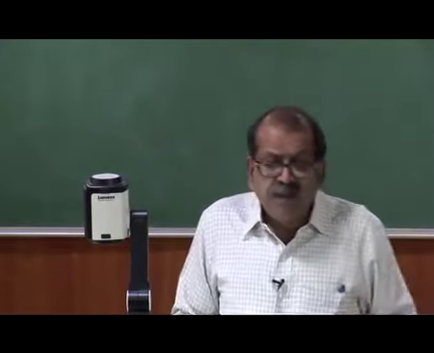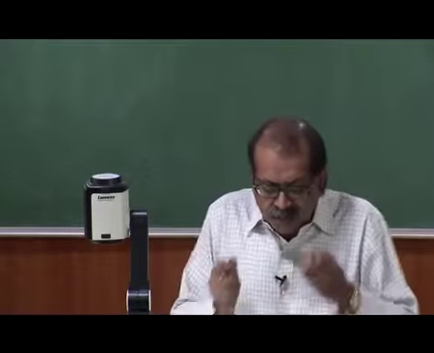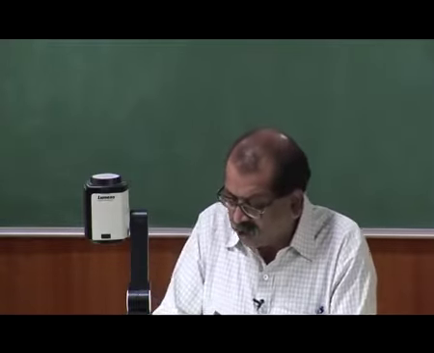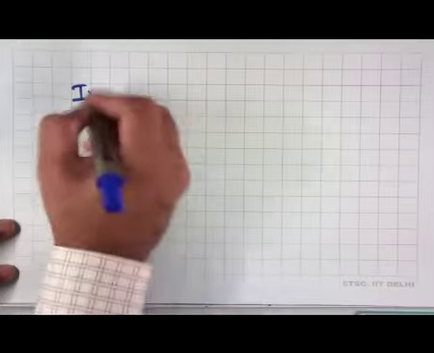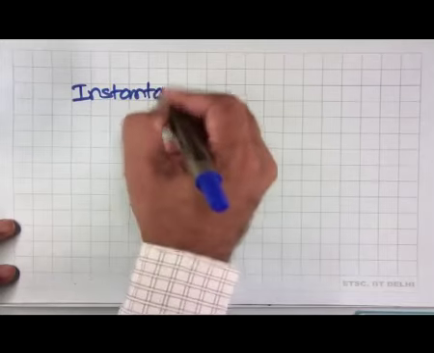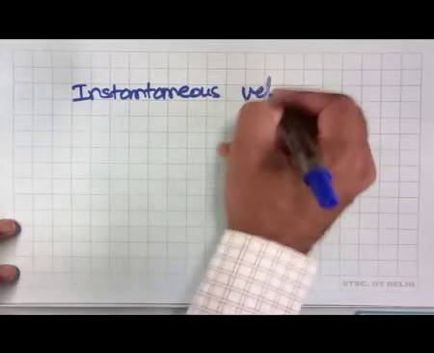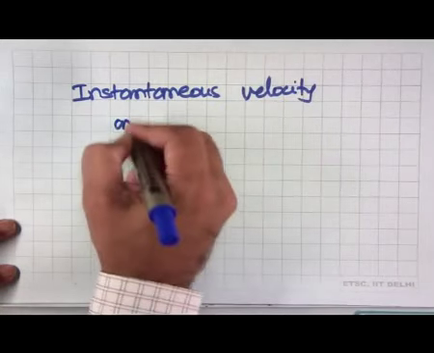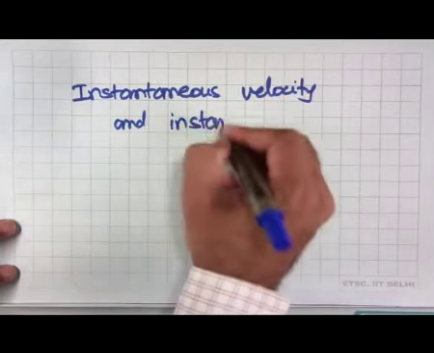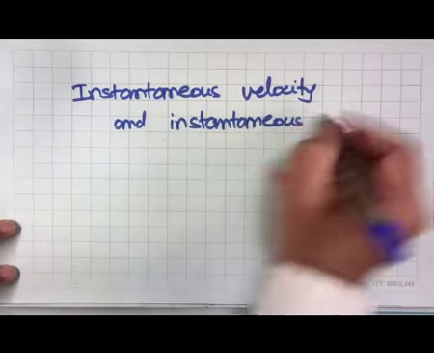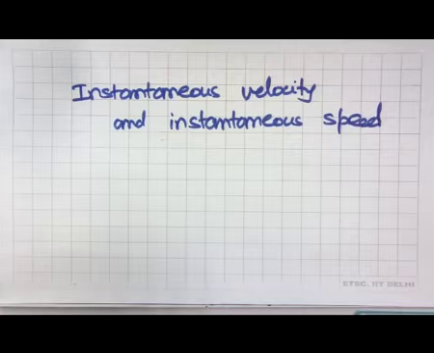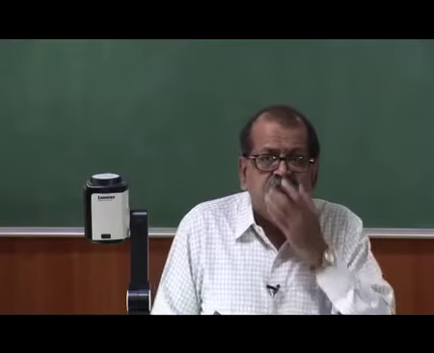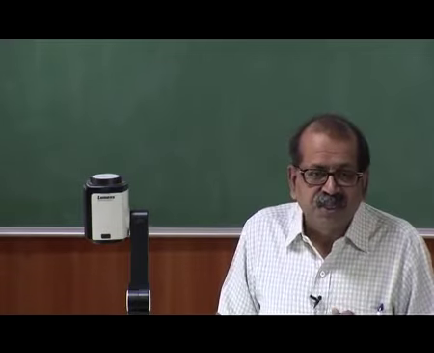Now, while we talk of average speed, the concept which is more useful in our description of motion along a line is the concept of instantaneous velocity and instantaneous speed. And what do we mean by instantaneous velocity? Instantaneous velocity, as the name suggests, is velocity at a particular instant.